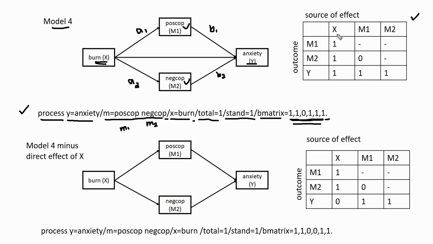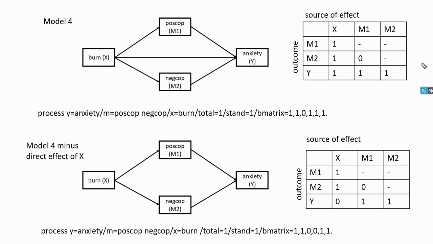So looking at this matrix right here, you'll notice that I've got X, M1, and M2. And so these are reflecting the source of effects. So you'll see that we have burnout that is predicting M1, and burnout's predicting M2, and then burnout is predicting our Y variable right there. So X is clearly a source variable in our model. We have M1, which is predicting anxiety right here, and so that is clearly a source variable. And we also have M2 serving as a source variable within our model.